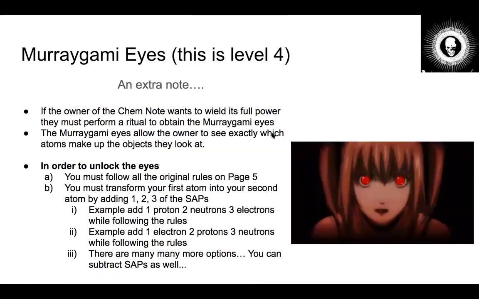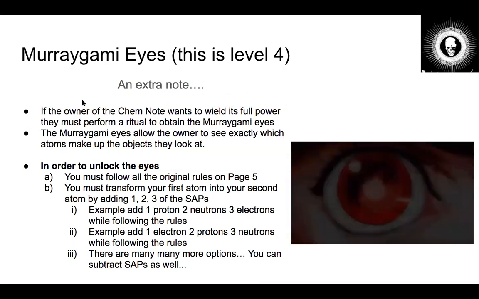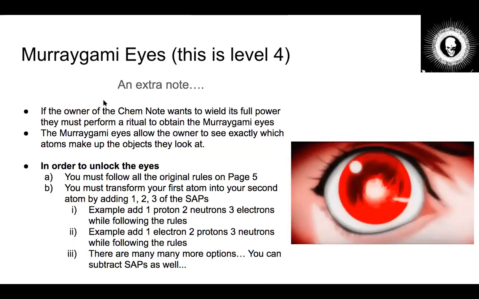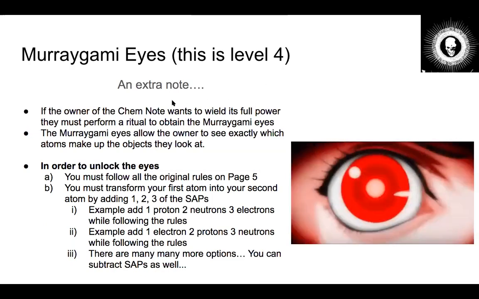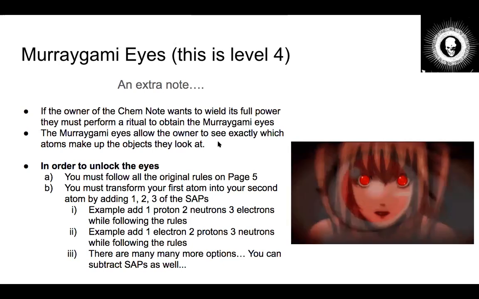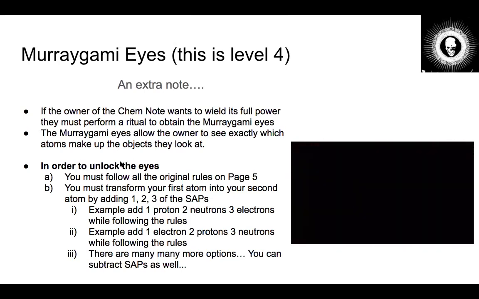This is going a little bit further into it. This is level 4 territory. The Murigami eyes. If the owner of the Chem Note wants to wield the full power, they must perform a ritual to obtain the Murigami eyes. The Murigami eyes allow the owner to see exactly which atoms make up the objects they look at. So that means you could look at anything in the world and tell exactly which atoms are inside of it. In order to unlock these eyes, you need to unlock them through the ritual.